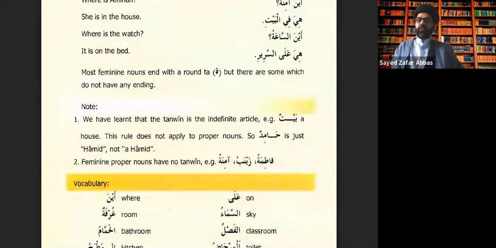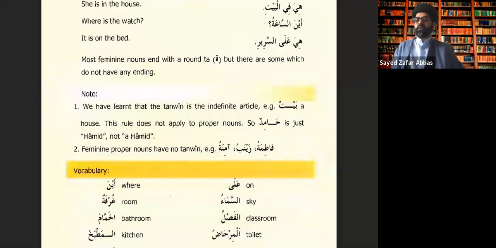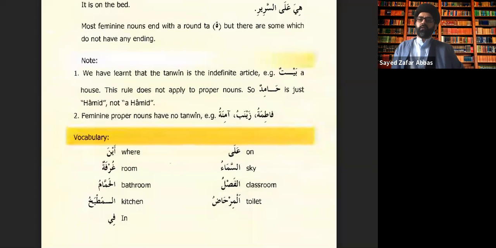Okay, so we learn here. Like we said, feminine nouns have a round ta marbuta as it's called sometimes. But there are some which have no ending, so you just have to learn them. We have learned that tanween is the indefinite article. So baytun, a house. But of course it doesn't apply to proper nouns. So hamidun is Hamid and not a Hamid. Okay, because he's already one person and we know that. Feminine proper nouns do not have tanween. So Fatima, Zainab, Amina, they don't have tanween.